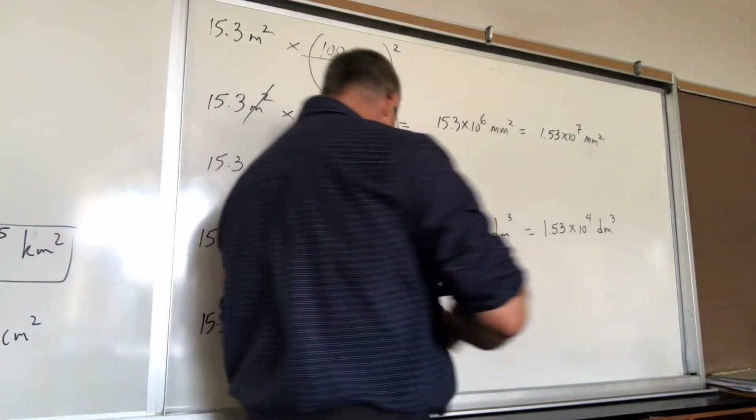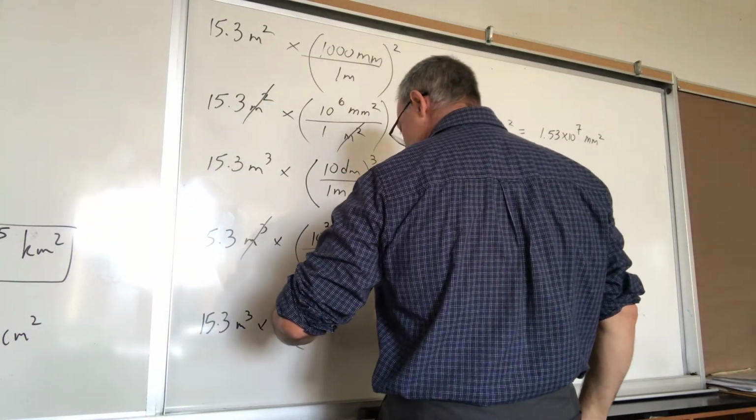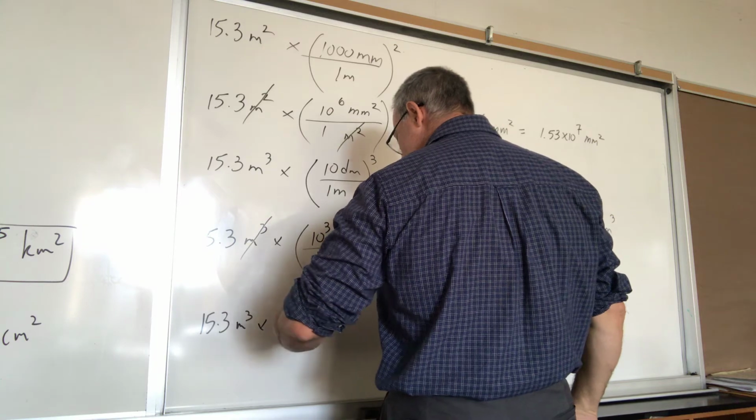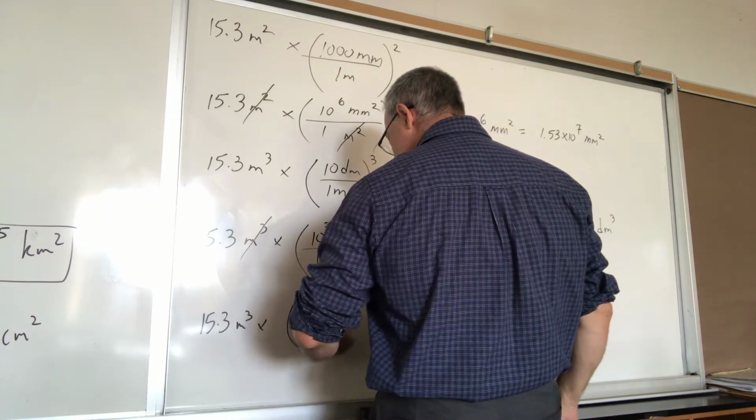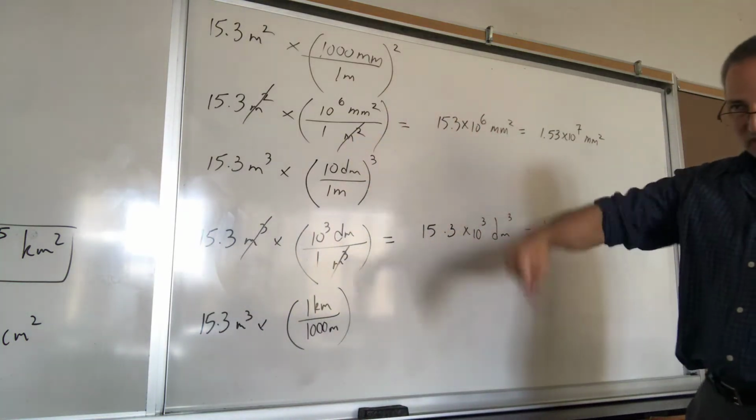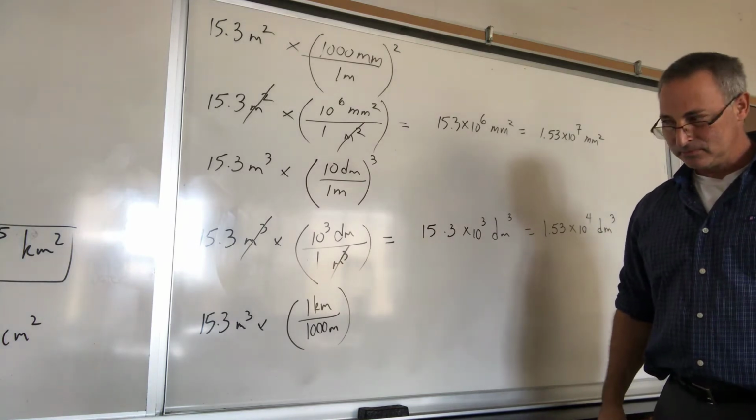The next thing is meters then. So 1 kilometer is 1,000 meters. So 1 kilometer per 1,000 meters. Why did I put meters on the bottom? Why didn't I just put meters on top and kilometers on the bottom? There's got to be a reason.